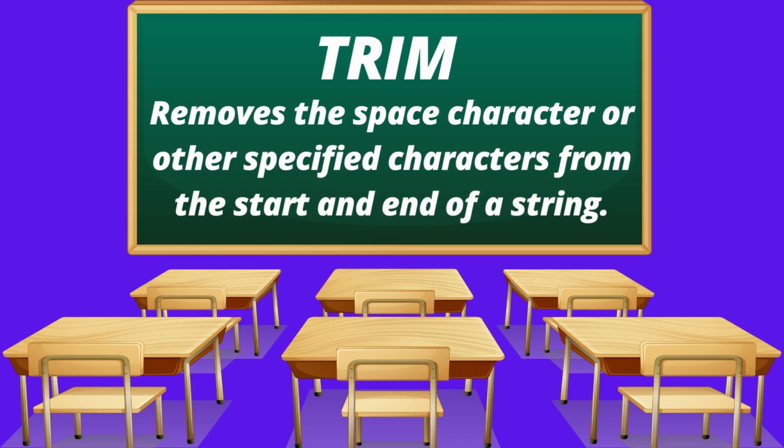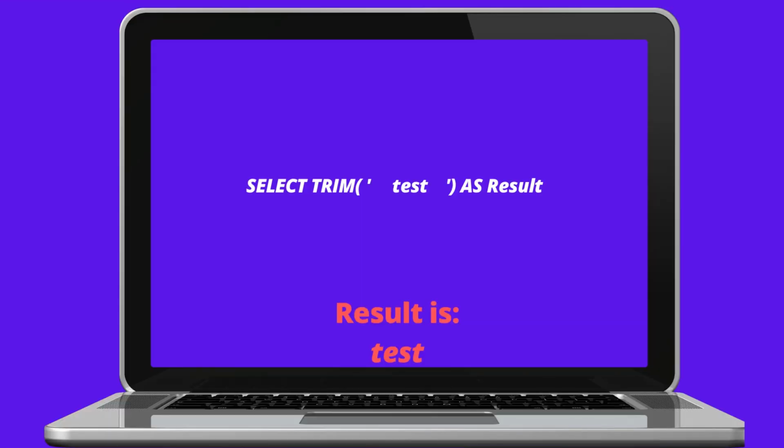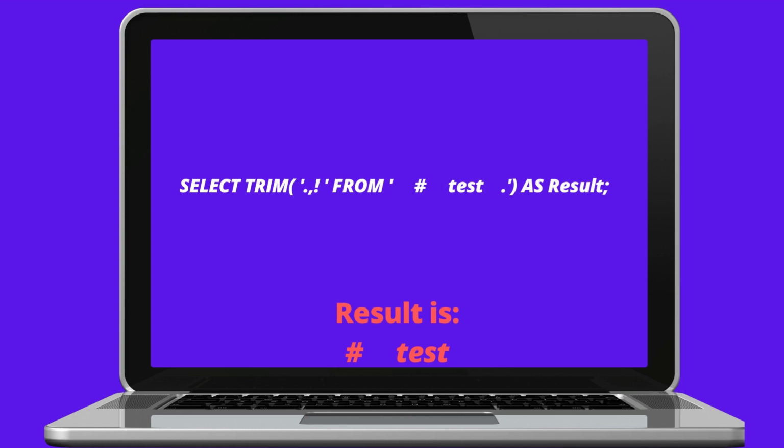TRIM removes the space character or other specified characters from the start and end of a string. In this example, the string contains leading and trailing whitespace characters that will be removed by the function. In this example, the result will be test after using the function. In SQL Server 2022, it is possible to use the optional characters argument to remove a series of initial and/or final characters. In this example, the result will be #test after using the function.